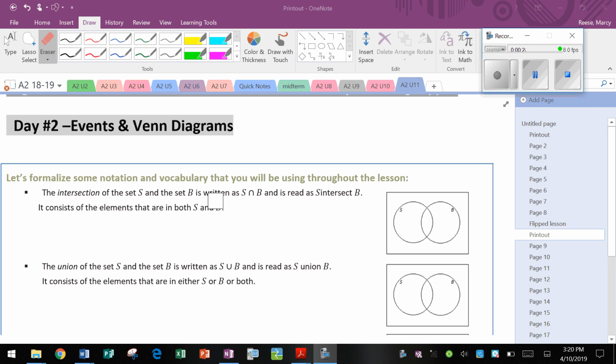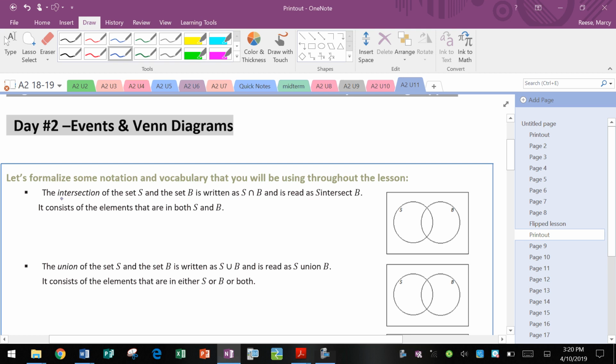When you see something about an intersection of a set S and a set B, for example, like we're showing right here, where this first circle is S and the second circle is B, it's written as S intersect B, and is read S intersect B. It consists of anything that lies in both S and B. So if I look at a Venn diagram and I want to know what's in both, that's where they overlap. That's what the intersect is, the part where they overlap.